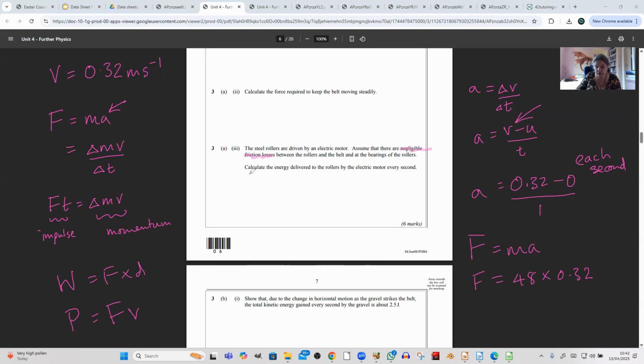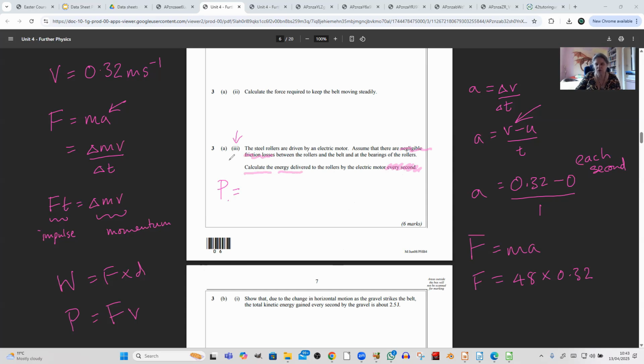And they want us to calculate, there's our word, the energy delivered, but it's every second. It's power. Energy every second is power. So we need power. That's what we're looking for, power. Okay, and this is part I of a 3-part question.